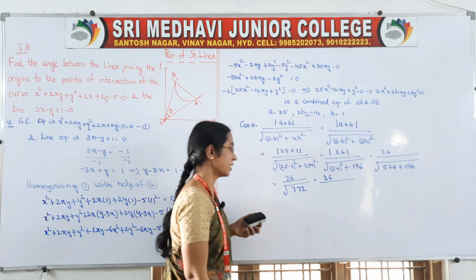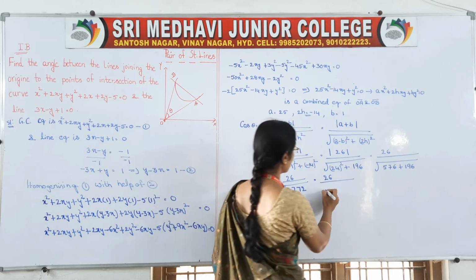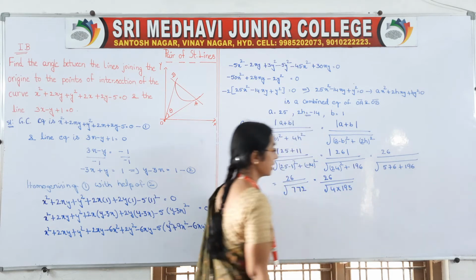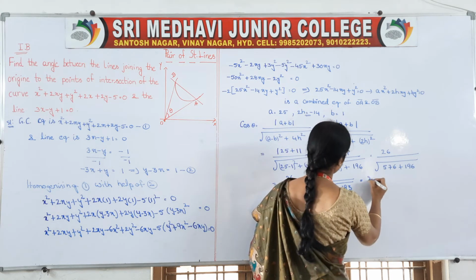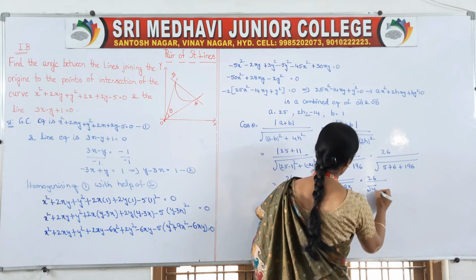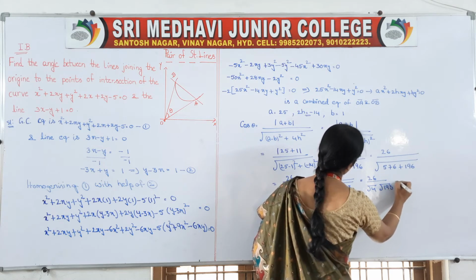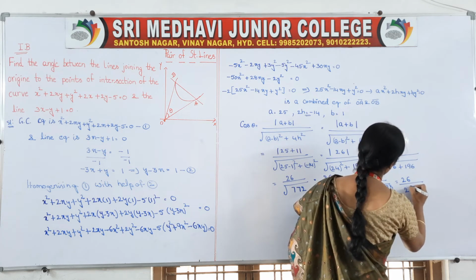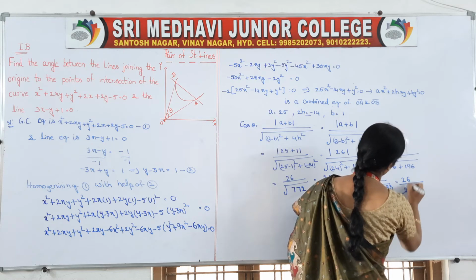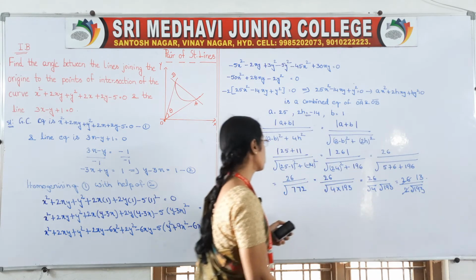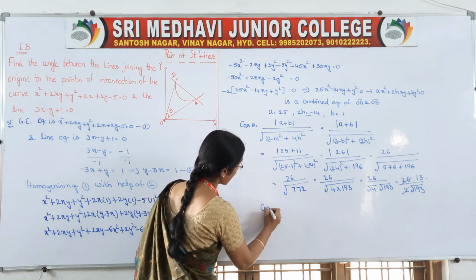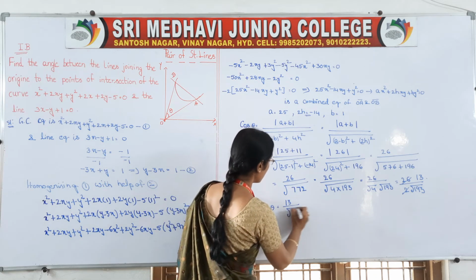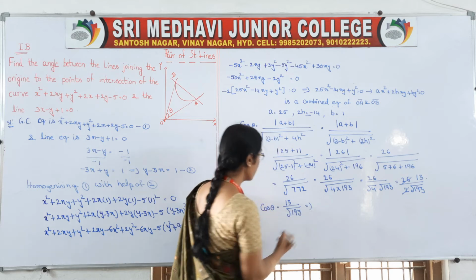Okay, so it is equal to 26 by root 772. Can we write 772 in terms of any value so that we can simplify further? We can write this as 4 into 193, and we can write the roots separately: 26 by root 4 root 193. So what is root 4? It is 2. So 26 by 2 into root 193. So it is 13. Okay. So we got cos theta, cos of the angle, is equal to 13 by root 193. But we want only theta.